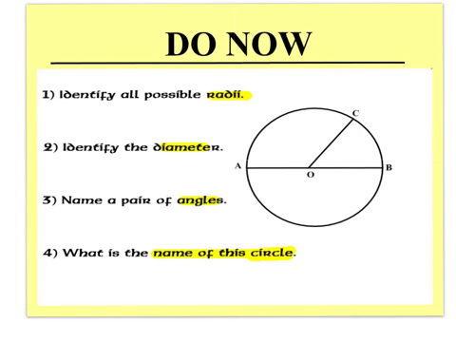Let's see if you can answer any of these questions in this Do Now activity. Can you identify all possible radii? Radii is a term that's plural for radius, and as you can see in this circle, we have more than one radius. Let's identify them.